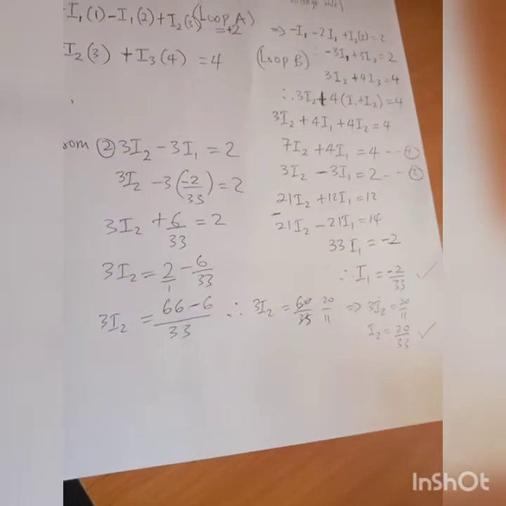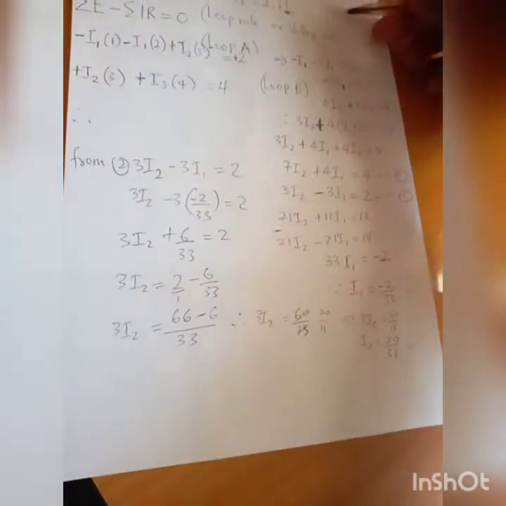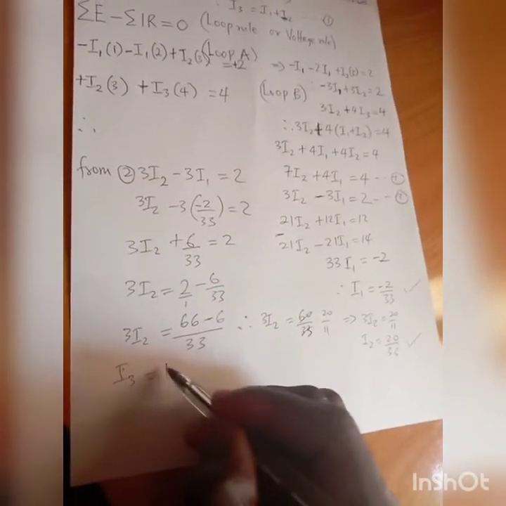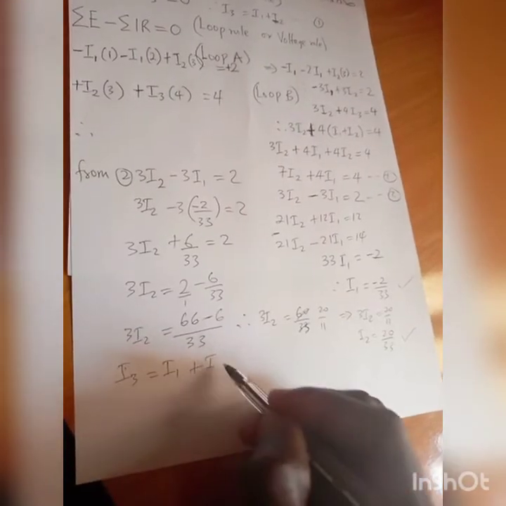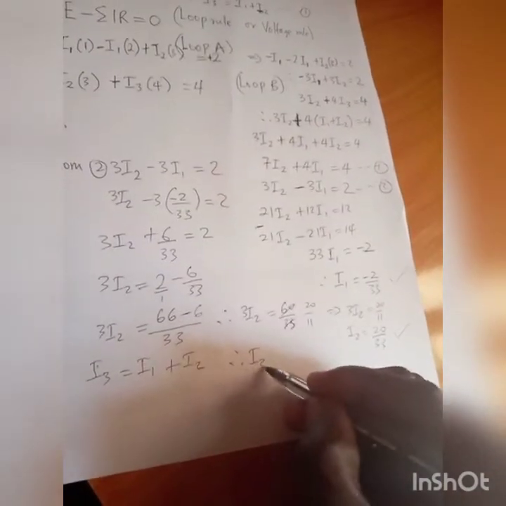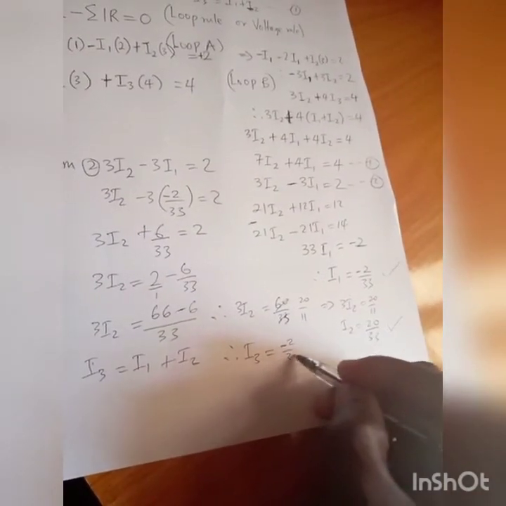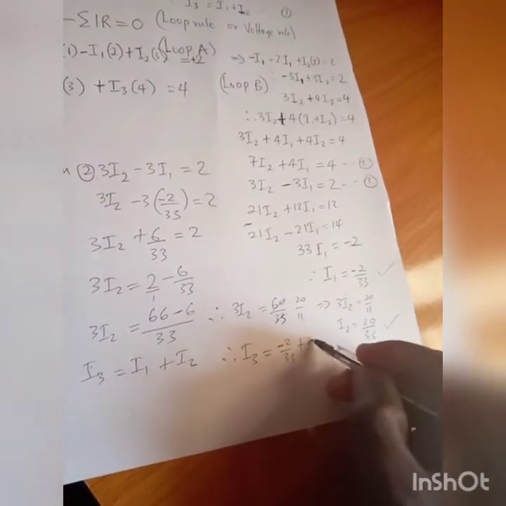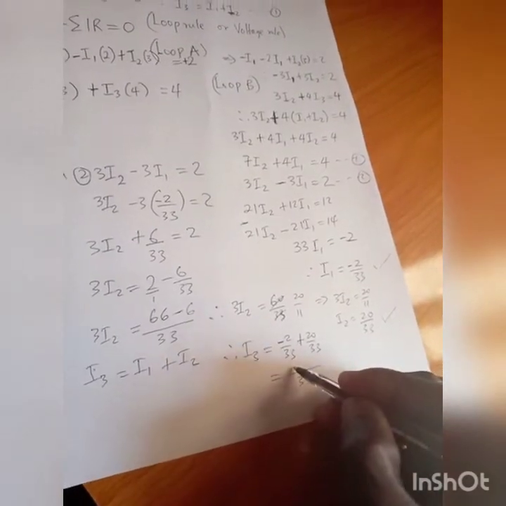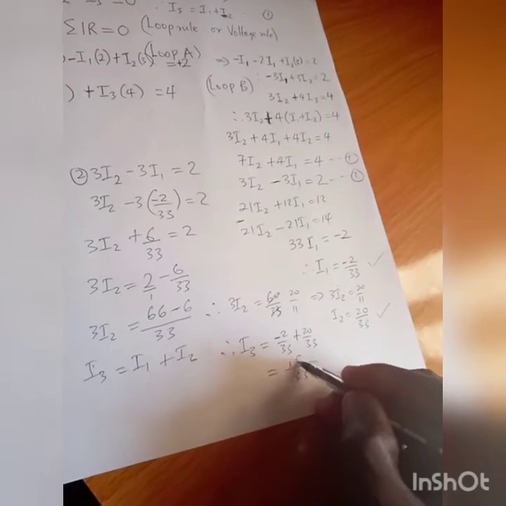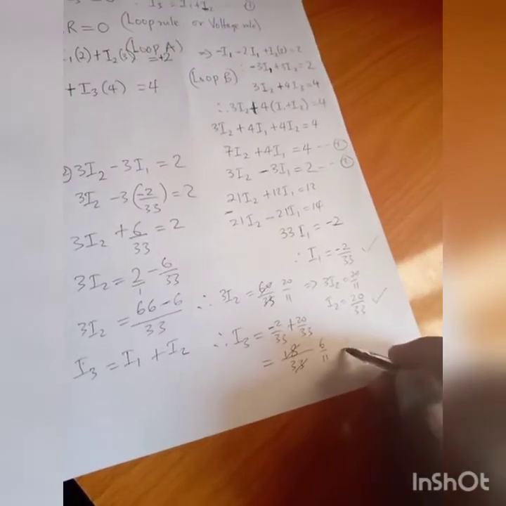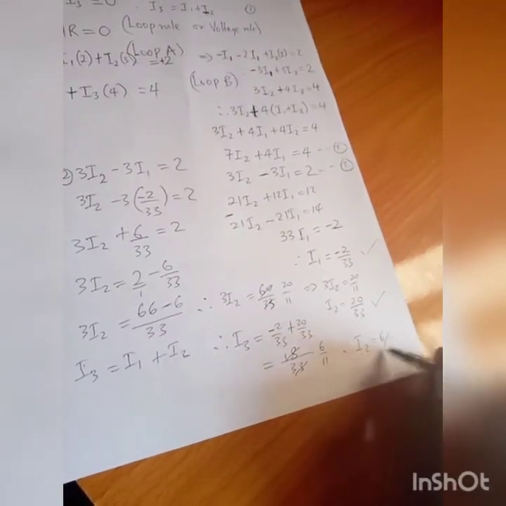We need to get our I3. We say from equation here, I3 is equal to I1 plus I2. Therefore, what is our I1? I1 is minus 2 over 33 plus I2 20 over 33. That will be giving you 33. Minus 2 plus 20 will give you 18. 3 here, 6. 3 here, 11. Therefore, I3 equal to 6 over 11.